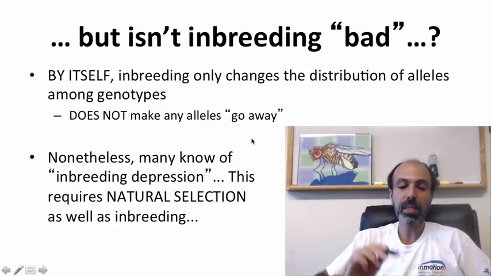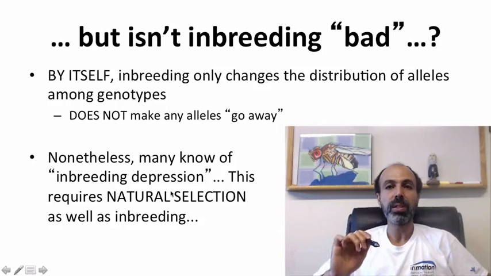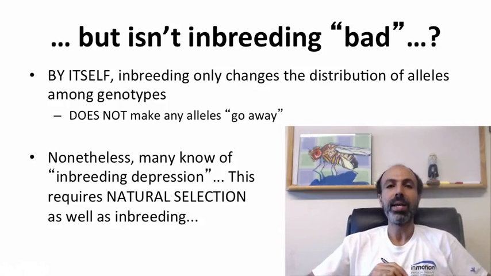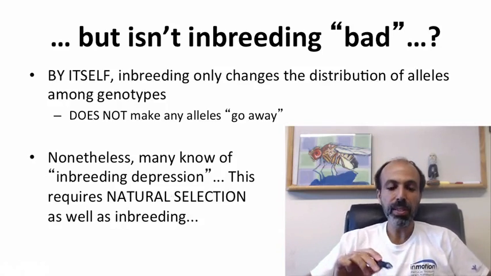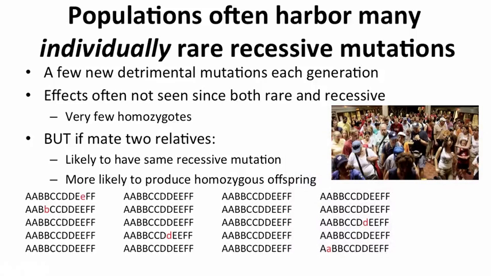However, there is this phenomenon of inbreeding depression, and what this requires is natural selection as well as inbreeding. Now, the reason that inbreeding is often associated with this sort of depression is that populations often have many individually rare recessive mutations. We talked about this way back with our mutation lecture, right? You have a few new detrimental mutations arising each generation. If they're recessive, as most bad mutations tend to be, they don't really have any effect.